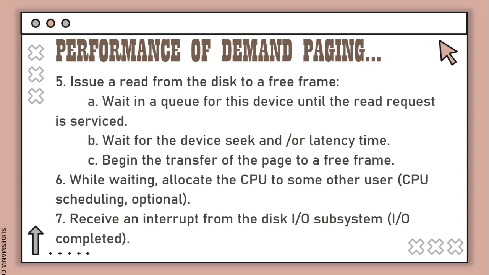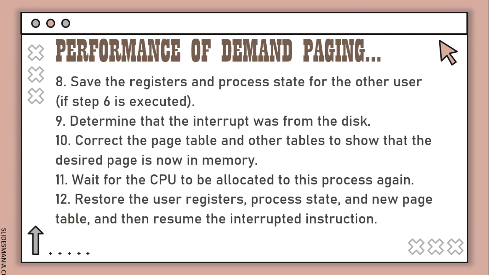Sixth, while waiting, allocate the CPU to some other user. CPU scheduling is optional. Seventh, receive an interrupt from the disk input-output subsystem, meaning input-output completed. Eighth, save the registers and process state for the other user if step 6 is executed. Ninth, determine that the interrupt was from the disk. Tenth, correct the page table and other tables to show that the desired page is now in memory. Eleventh, wait for the CPU to be allocated to this process again. And lastly, restore the user registers, process state, and new page table, and then resume the interrupted instruction.